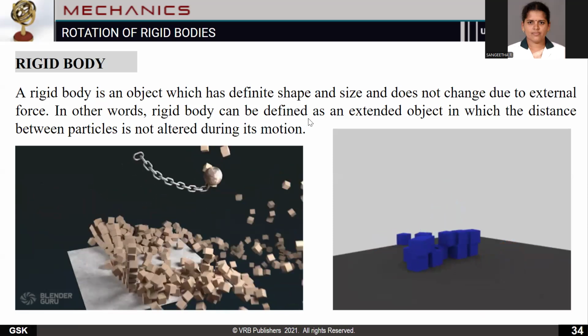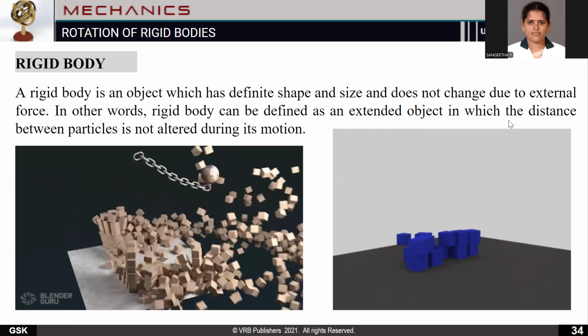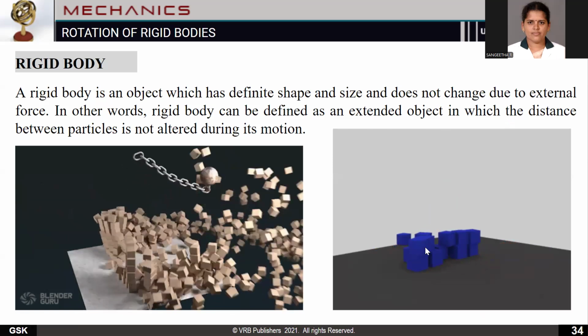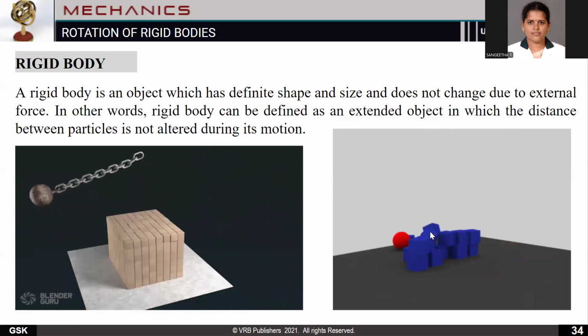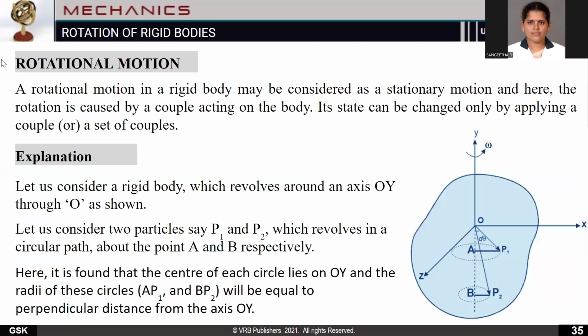In other words, a rigid body can be defined as an extended object in which the distance between particles is not altered during motion. That is, the object's shape is not getting altered, only its position is getting changed. Now we can see about rotational motion in a rigid body. Rotational motion in a rigid body is considered as a stationary motion.